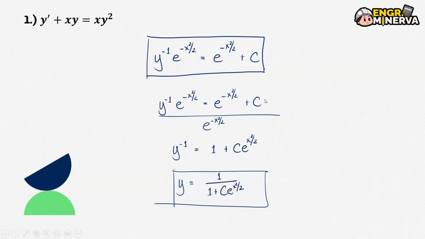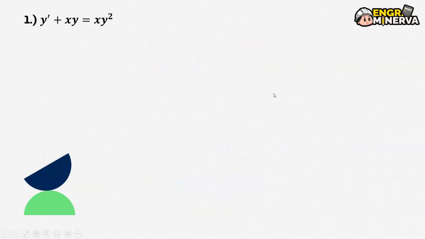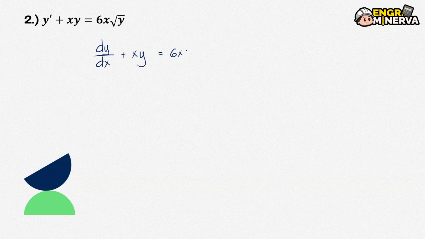Okay, next example. We have y prime plus xy equals 6x square root of y. So again, let's convert this one into our Leibniz notation. That would be derivative of y with respect to x plus xy equals 6x y raised to 1 half. So our p of x would be x. Our q of x would be 6x. And our n is 1 half.